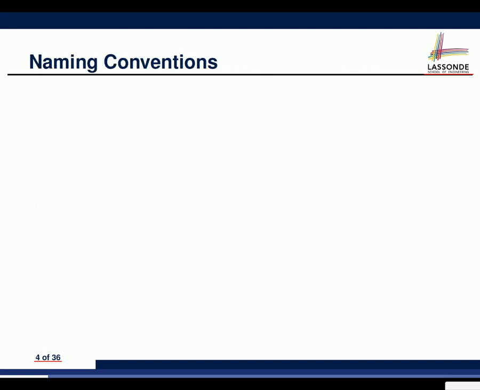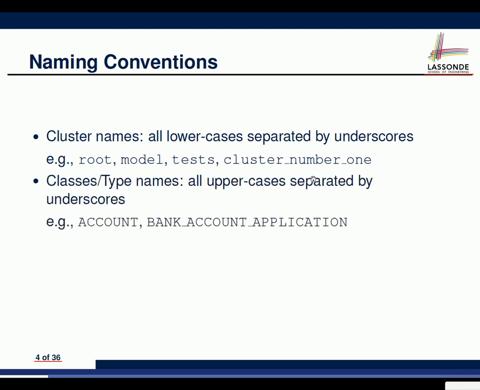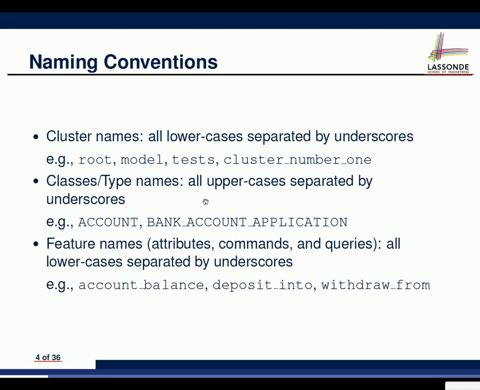About the naming convention, for cluster names, a cluster is like a package in Java, the same naming convention. All lower cases separated by underscore. And for the class name, it's going to be all capitals separated by underscore. And then the feature name, like attributes, commands, and queries, is going to be all lower cases separated by underscore.